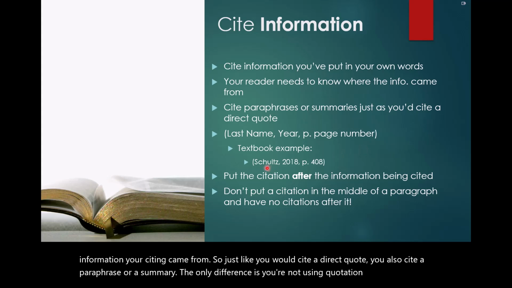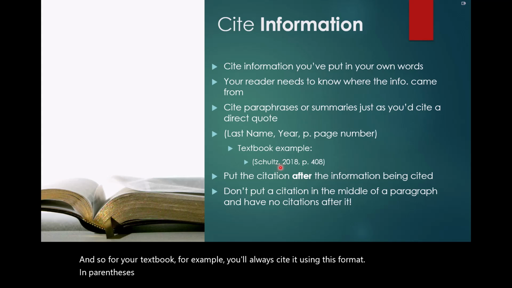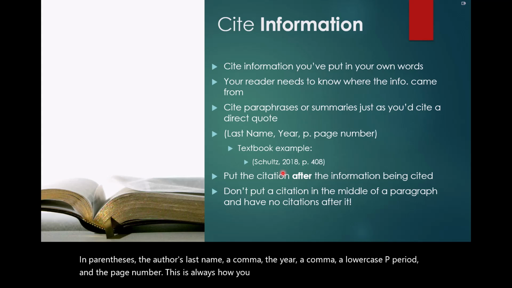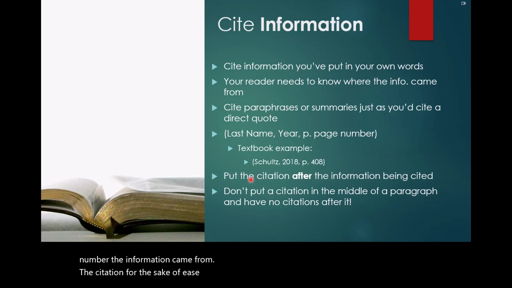And so for your textbook, for example, you'll always cite it using this format. In parentheses, the author's last name, a comma, the year, a comma, a lowercase p, period, and the page number. This is always how you will cite your textbook. There's no other way to cite it. So the only thing that's going to change when you cite from your textbook is what page number the information came from. For the sake of ease here, the citation should be placed after the information being cited.